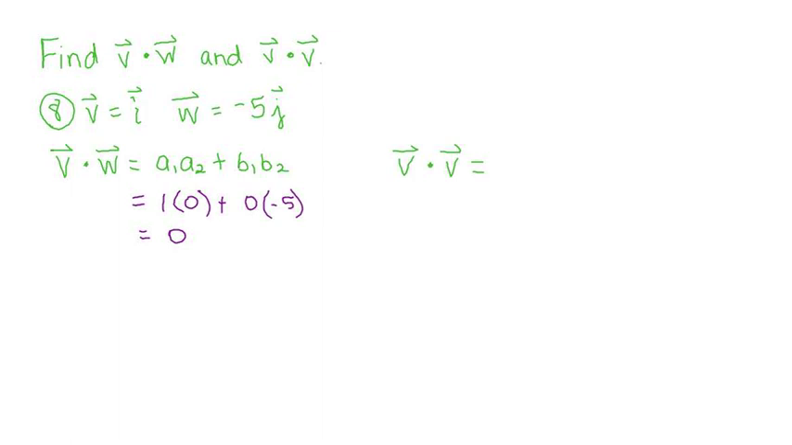Now what do we get when we dot V with itself? That would be 1 times 1 plus 0 times 0. Remember we talked about that in the previous example. We have the square root of a squared plus b squared, which in this case is 1.